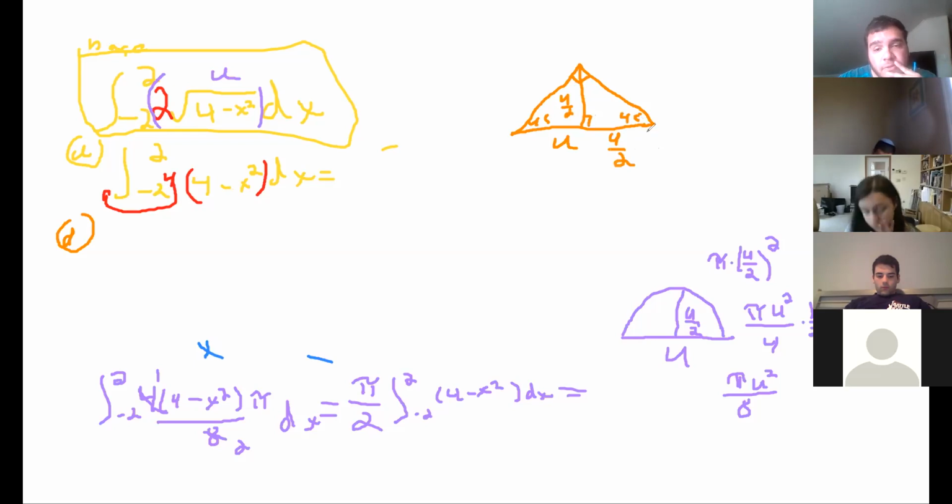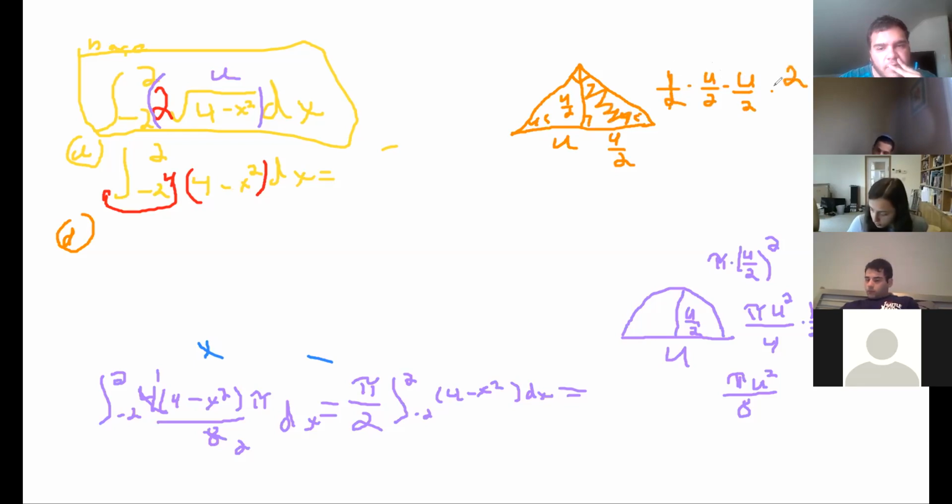Yeah, I can do it like that. So u over 2 and u over 2. So the area of this smaller right triangle is half base times height. So 1/2 times the base, which is u over 2, times the height, which is u over 2. But don't forget, this is only for half of the triangle. So we're going to times this whole thing by 2 anyway. So this cancels out and this cancels out. So I get u squared over 4.